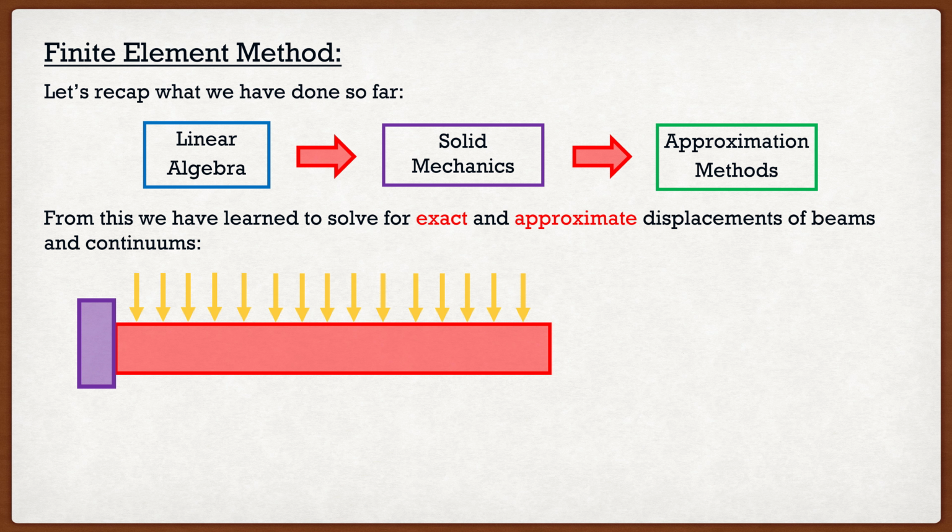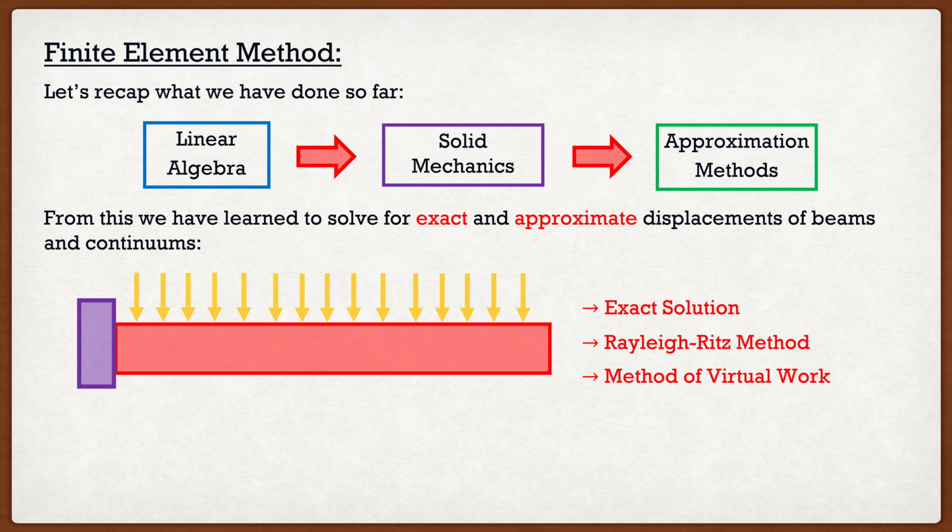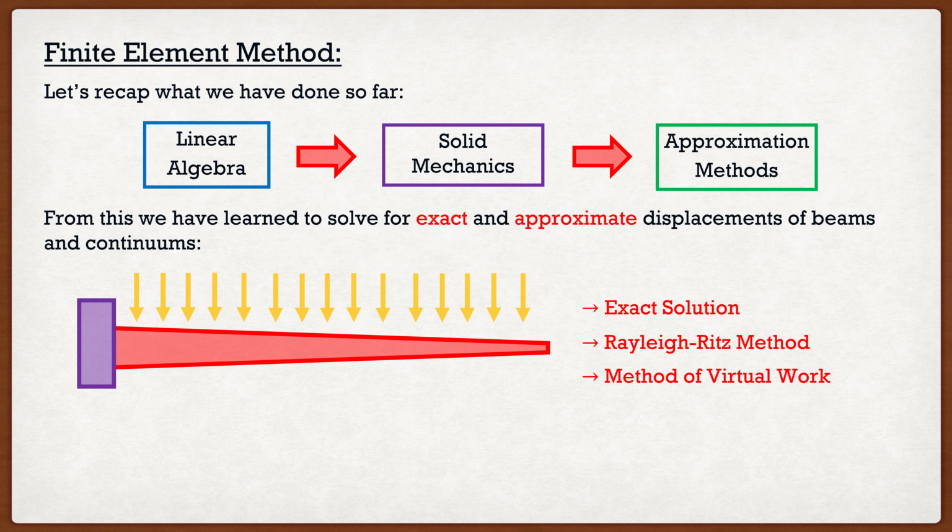Do you want the Rayleigh-Ritz method, or do you want the method of virtual work? I know both very well. I can solve for that approximate solution. So at this point, you are looking really great. But what happens if I give you a beam like this?